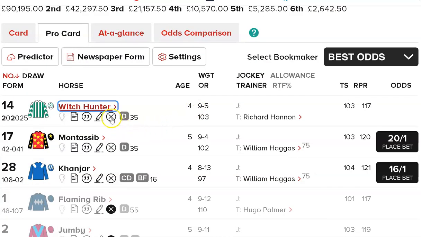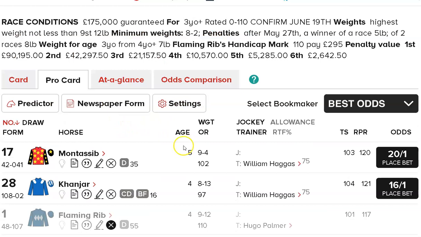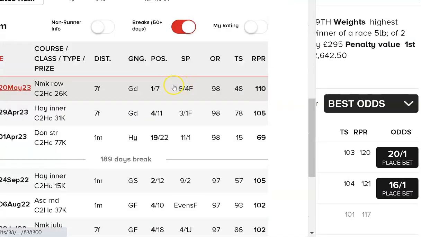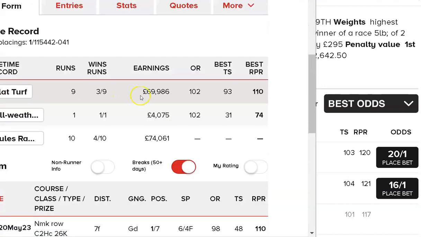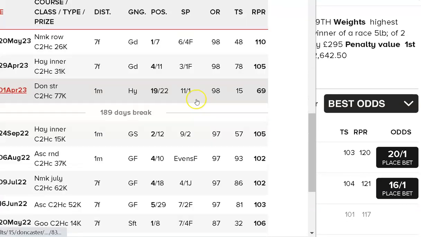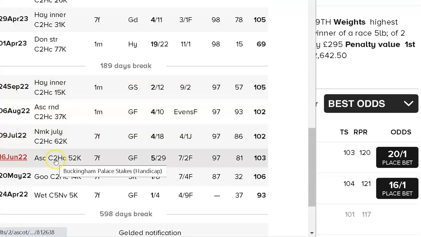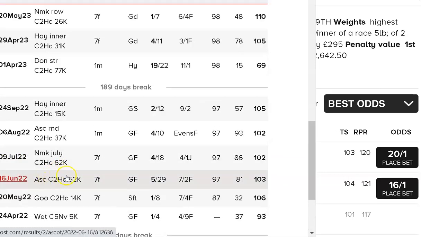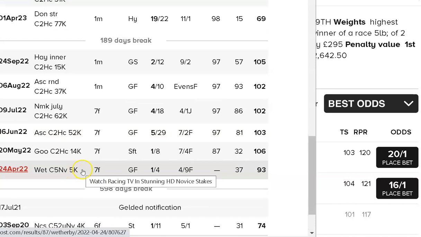So he's not going to be the bet. And we've now come down to Montasib, who ran excellently. He has only had 10 starts as well. He ran in the Buckingham Palace Stakes last year off 97, and he was a bit unlucky in running. That was only his 4th start. It's very difficult to win at Royal Ascot with such few numbers of races.